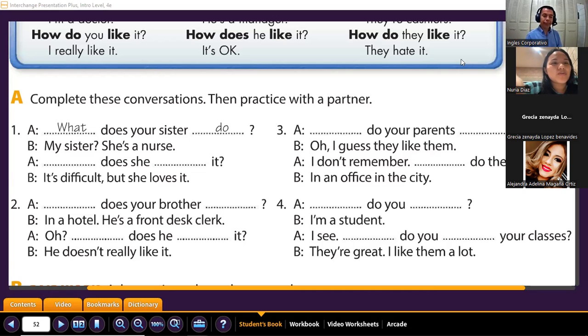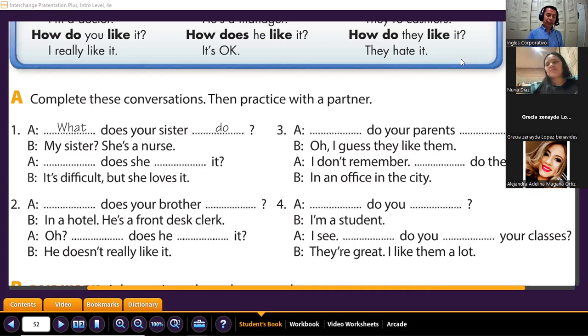Where does your brother work? In a hotel. He's a front desk clerk. Oh, how does he like it? He doesn't really like it. Oh, okay, very good, but congratulations.